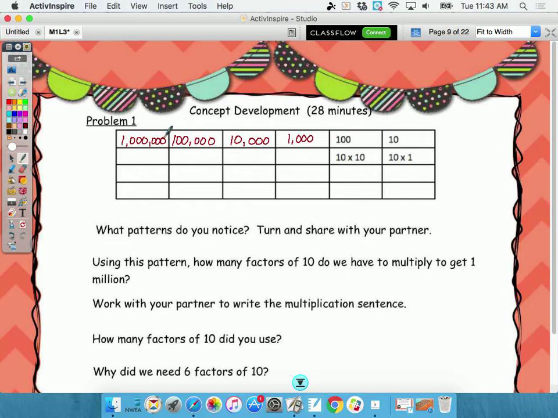I have a pattern that says 10 times 1 equals 10. 10 times 10 equals 100. And you can only use tens. So what do you think? Go ahead and write those two down.